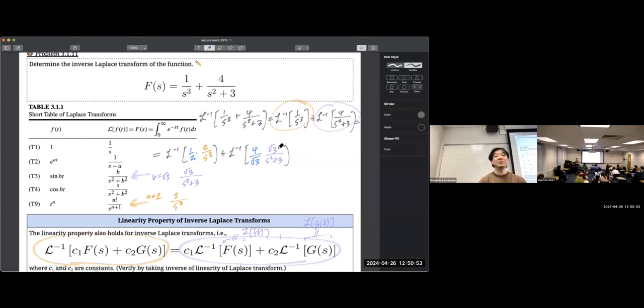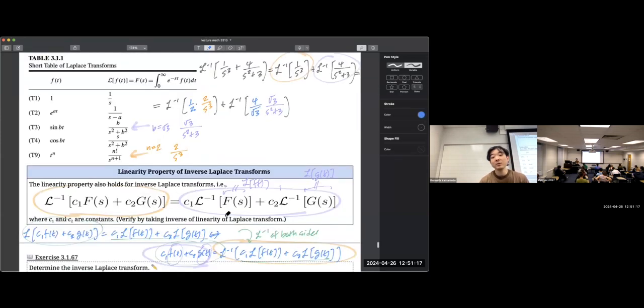You could always do this. This right here is the same as 4 over s squared plus 3. You all agree that that's the same, right? Because you're just multiplying by 4, and then the square root of 3 cancels. So I've not changed anything. I've just rewritten what's inside these inverse Laplace transforms with some multiplicative factor times the piece that we actually know the inverse Laplace transform of.